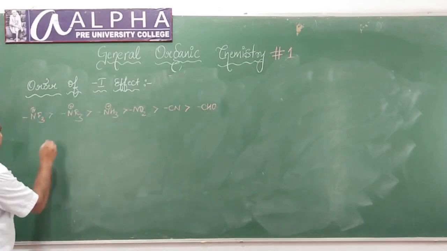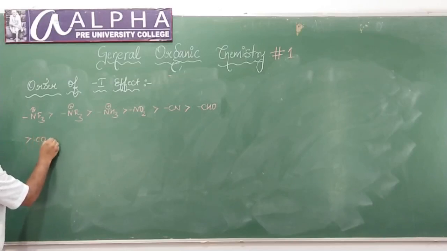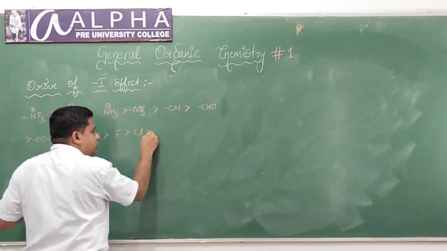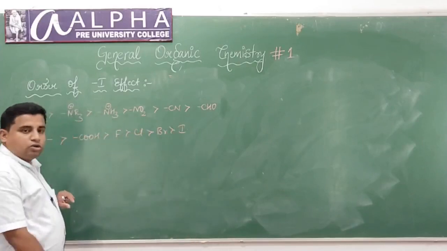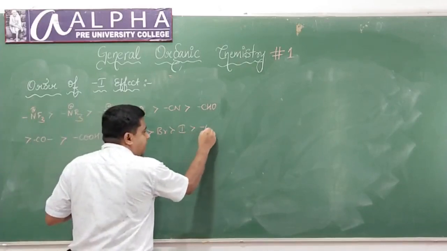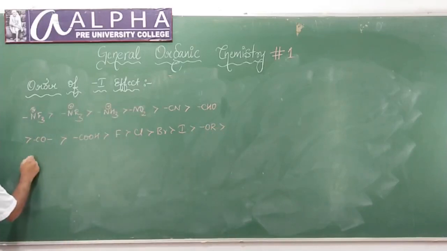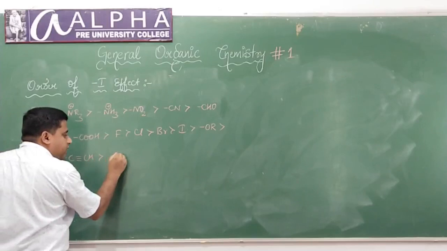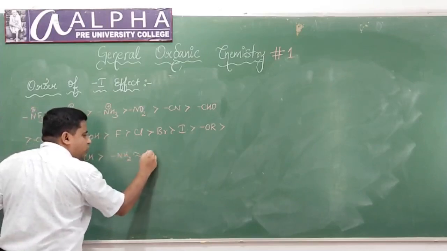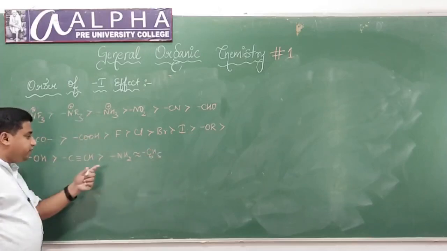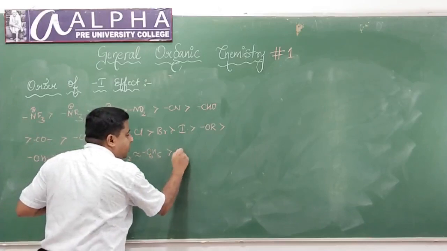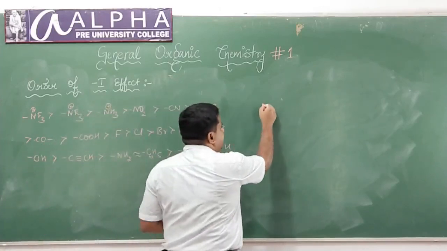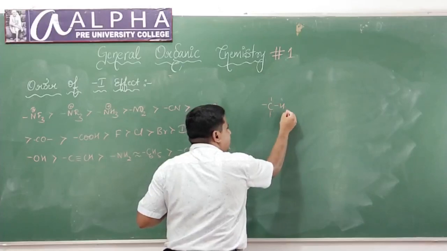I'm going to write it here. Then ketone, I hope you know about a ketone. Then carboxylic acids, then fluorine, chlorine, bromine and iodine. And then we have the alkoxy group, then hydroxyl group, then alkenes, and then amino group, which is nearly equal to phenyl group, C6H5. The inductive effect of these two groups is almost the same, and then an alkene, and lastly hydrogen. Please note that the inductive effect of the CH bond is always taken as 0.